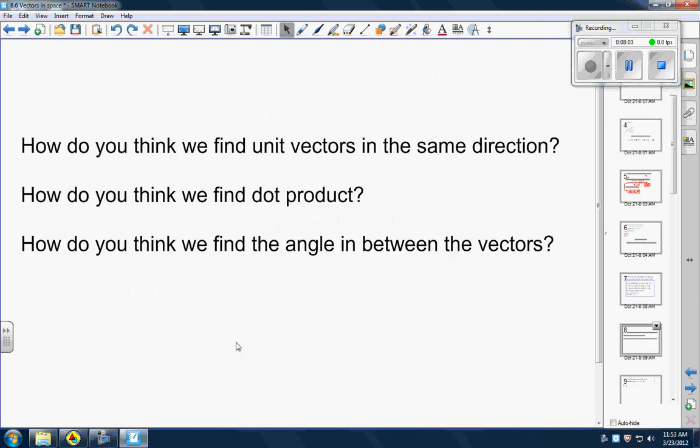Okay, so before we go over to part 2 here, I want you guys to think about how we would do unit vectors in the same direction, how we would do a dot product, and how we would find the angle between 2 vectors if they're in space now instead of on a plane. Okay, think about those, and I'll see you guys over in part 2.